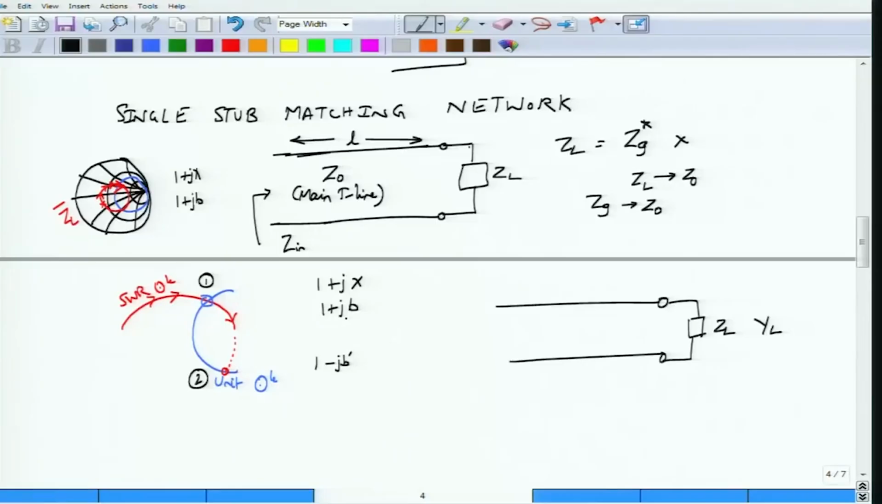Now why am I talking of admittance? Because as I said, this is a single stub matching, but the stub will be connected in shunt. So it is better to deal with admittances rather than impedances. So ZL becomes YL. Of course it needs to be normalized, so ZL bar actually becomes YL bar. We know how to do this on the Smith chart already.